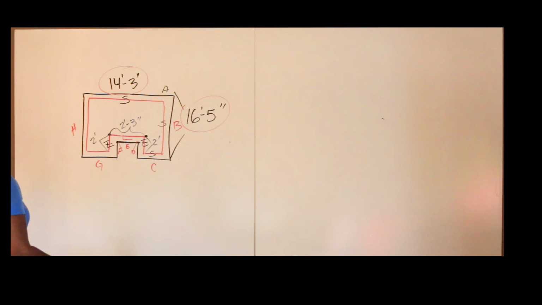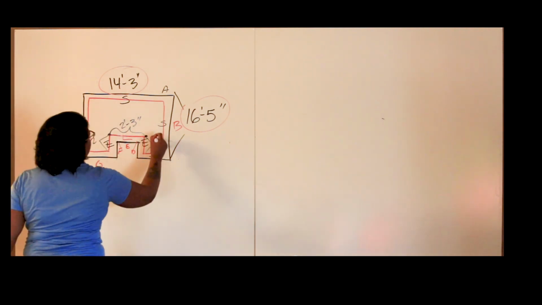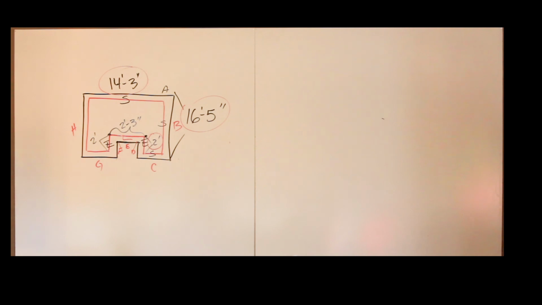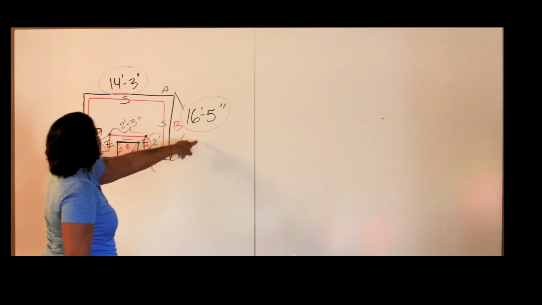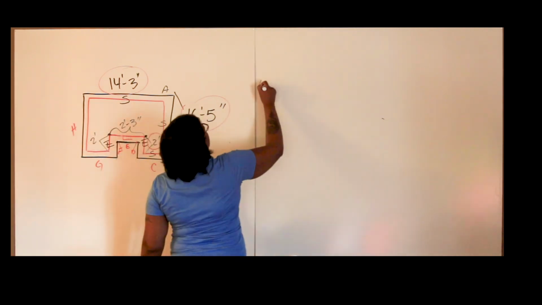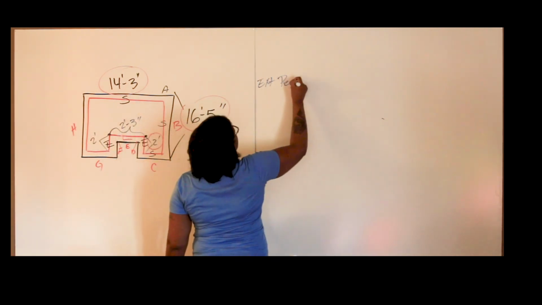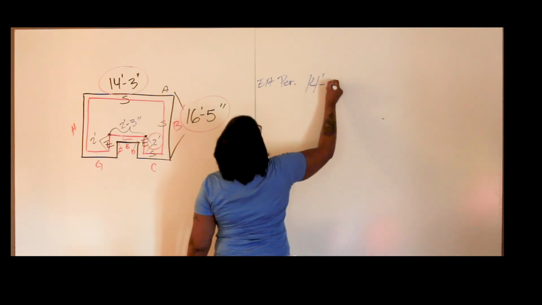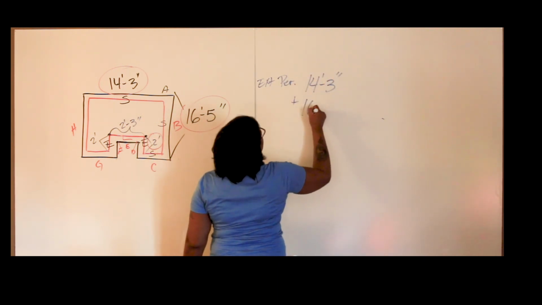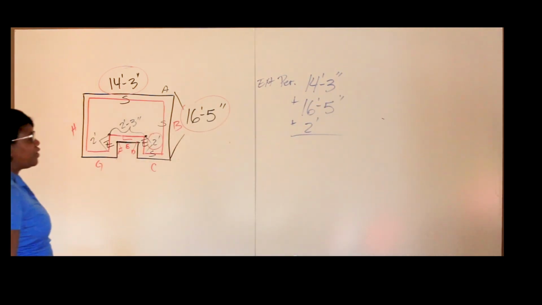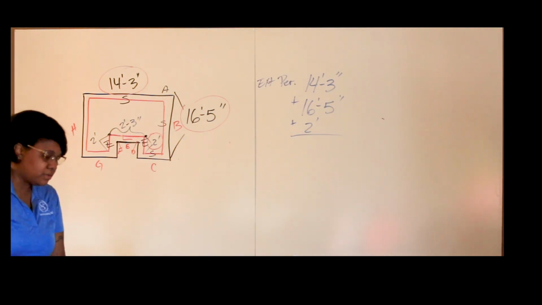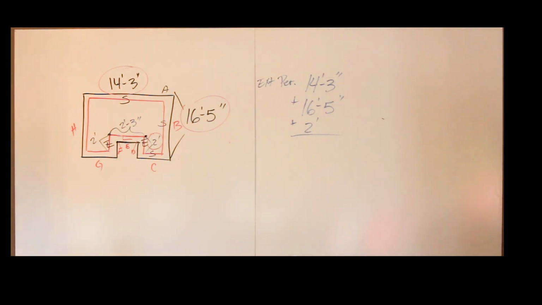I need the wall. Don't forget, when you have those 2 walls running into the room, I need that information. I need one of those. So I need this 14 feet 3 inches, 16 feet 5 inches, and 2 feet. That's all I need. I will take those 3 measurements, add them together, and double it up. However, when in doubt, just take everything. But in order for you to take everything, I need to give you a little bit more.